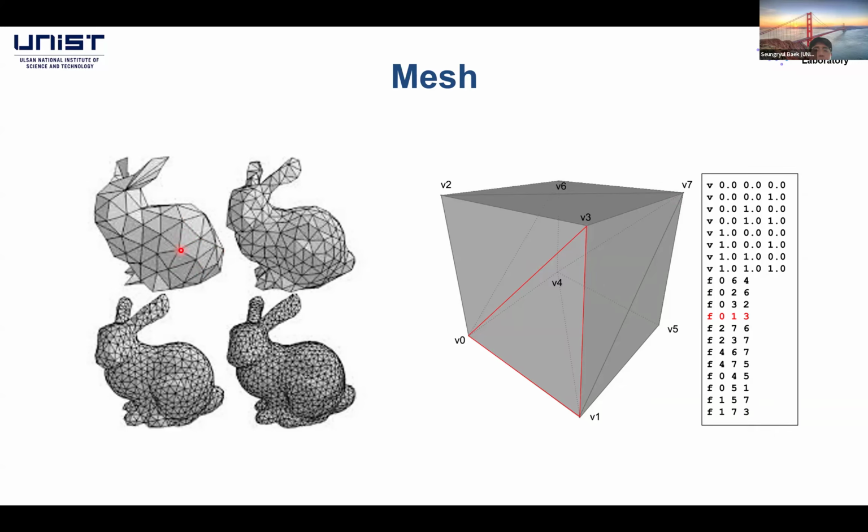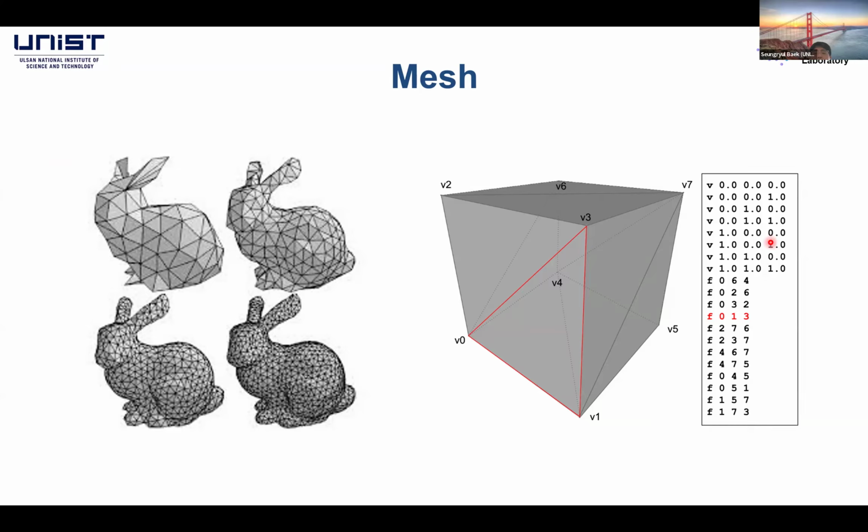Also, there are faces. By connecting three vertices, we can define one face. We normally call that a triangular face, because there are 3 points making a triangle. So a mesh is composed of faces and vertices. And normally in a computer, we save the 3D mesh in the OBJ format, which is a file format.